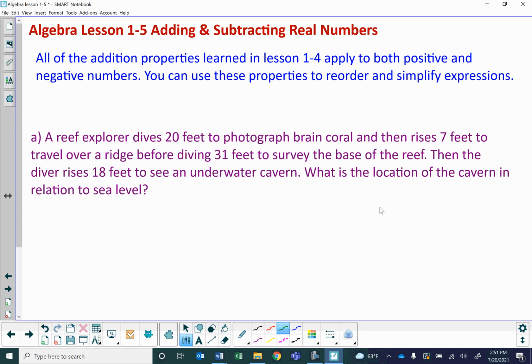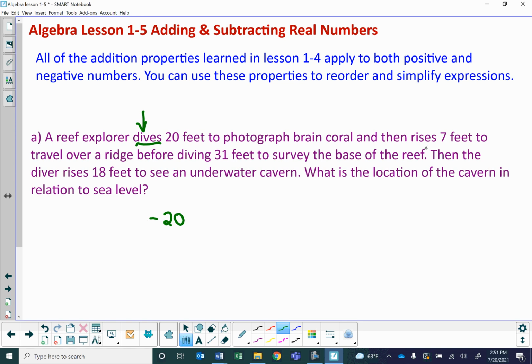feet to travel over a ridge before diving 31 feet to survey the base of the reef. Then the diver rises 18 feet to see an underwater cavern. What is the location of the cavern in relation to sea level? Well, first of all, let's rewrite this so that we can figure this out. Diving means they're going down. If they're going down, that's negative.